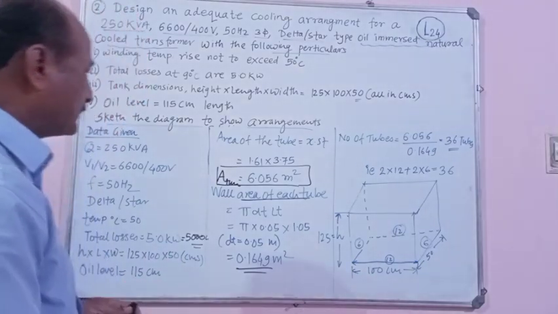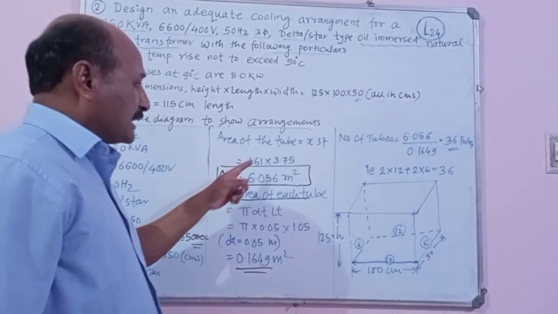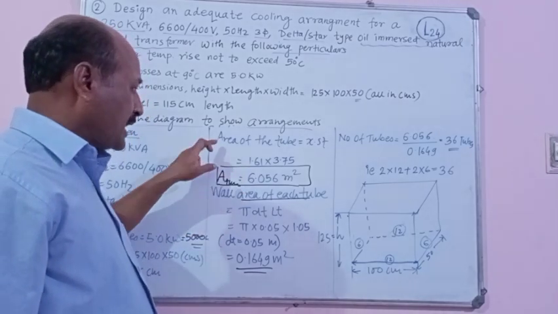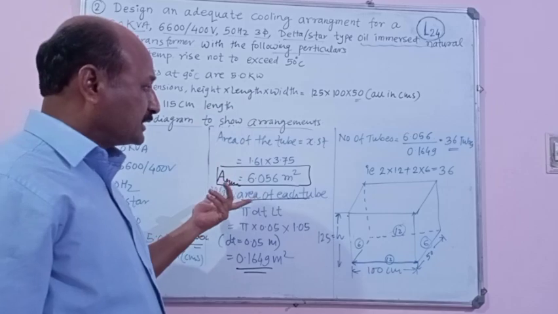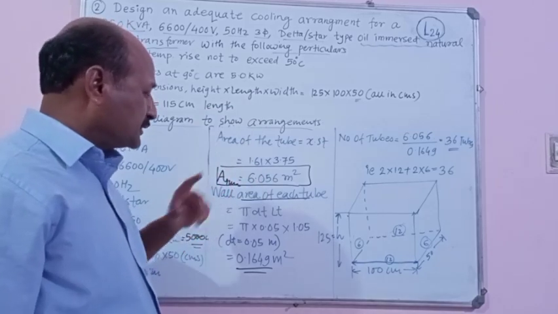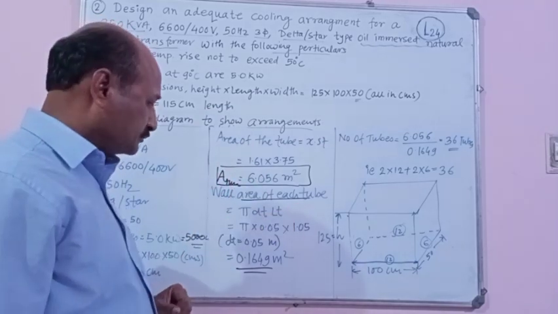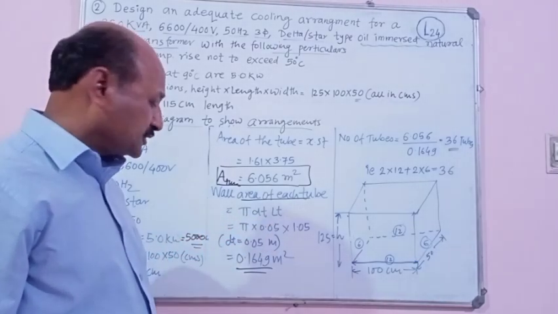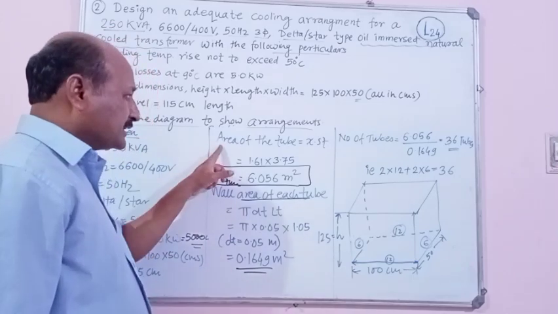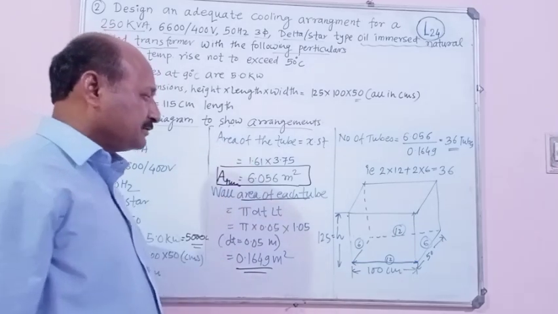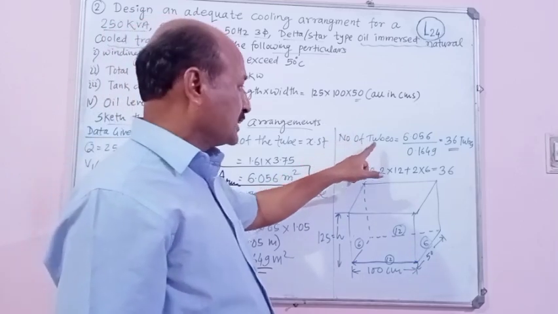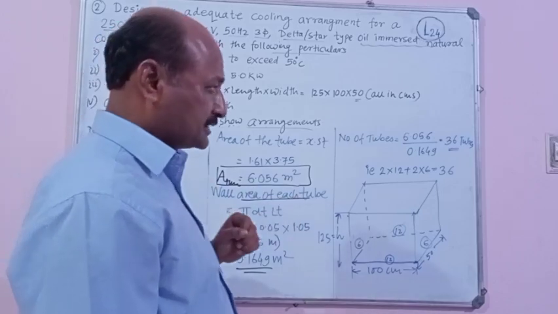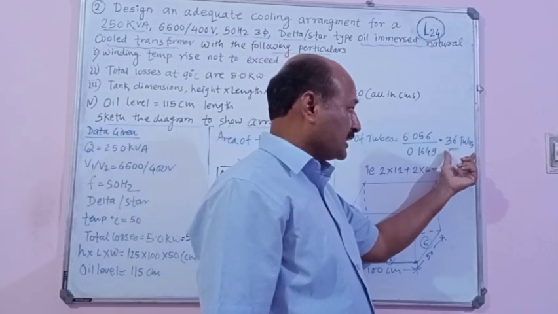Again I am repeating. After calculating the value of x, that is 1.61, calculate the area of the tube, that is x into ST. So after the area of the tube, calculate the wall area of each tube by pi dt lt, assuming the diameter of the tube equals 0.05 meter. So after calculating the area of the tube and the wall area of each tube, calculate the number of tubes. So number of tubes equals area of the tube divided by wall area of each tube. So in this way you will get the 36 tubes.